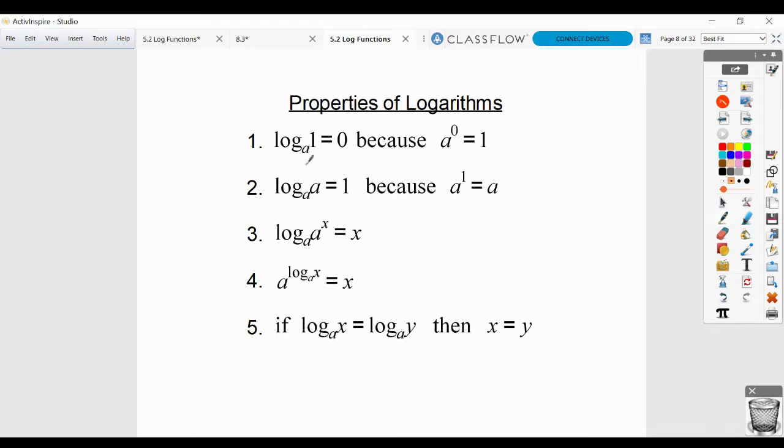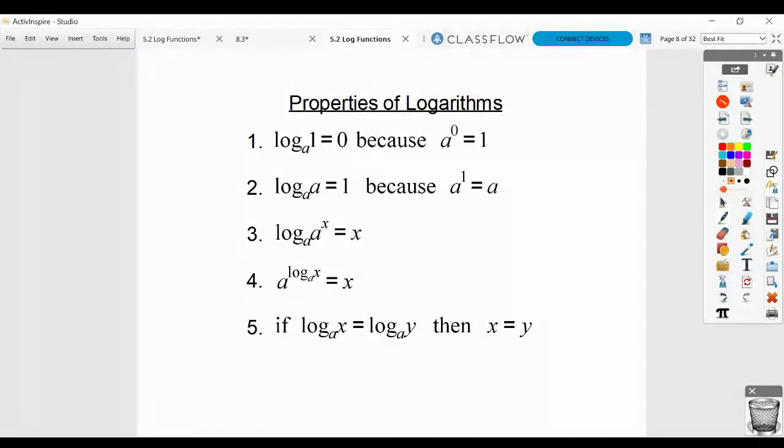If you have log base a of 1 equals 0, if you would do the counterclockwise exponential form, you would get a to the 0 equals 1. Same thing with number 2. Log base a of a equals 1 because a to the first equals a. Anything to the power of 1 equals itself. So a to the 1 equals a.